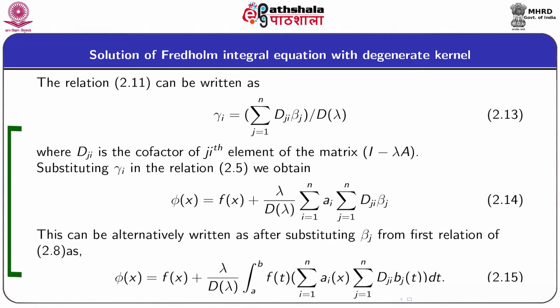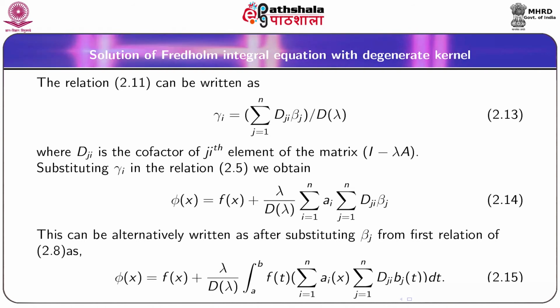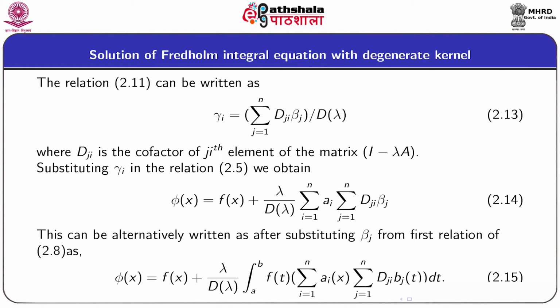So once gamma_i is obtained, we can find out the solution of the integral equation, which is given by equation 2.14. Now in equation 2.14, beta_j is the known function which is written as an integral of two known functions. If we substitute beta_j from the first relation of equation 2.8, then we can write phi(x) in the form as given by 2.15.